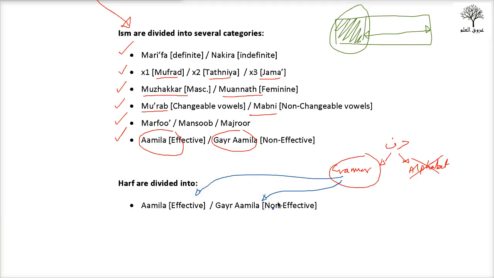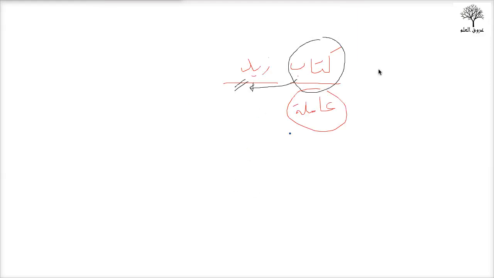Some harfs have the power to change the vowels of following words, and some harf have no ability to influence any vowels at all. They only represent meaning and have no effect in the tarkeeb. So for instance, let's say I wrote something like this: Zaydun fi al-bayt.